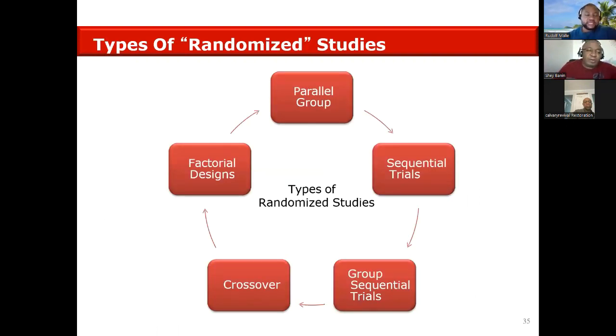Types of randomized studies. So we have parallel group, sequential group, group sequential trials. We have crossover, and we have factorial study design. So these are all study designs. Like I mentioned earlier, each study design will have particular randomization parameters that will go into them.